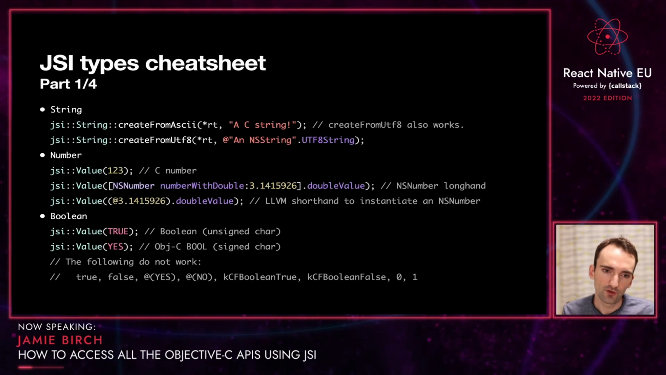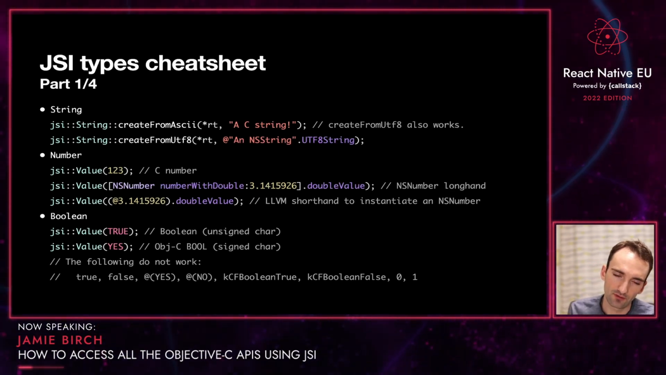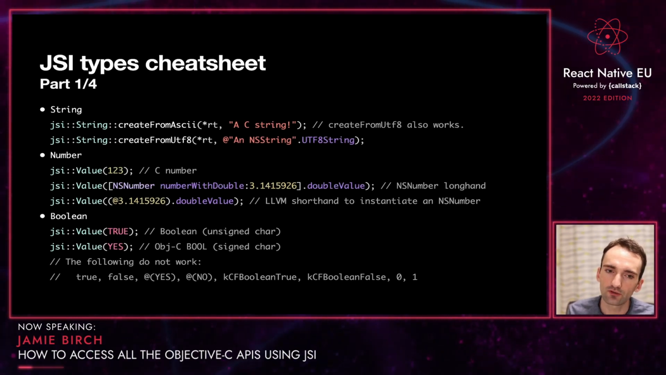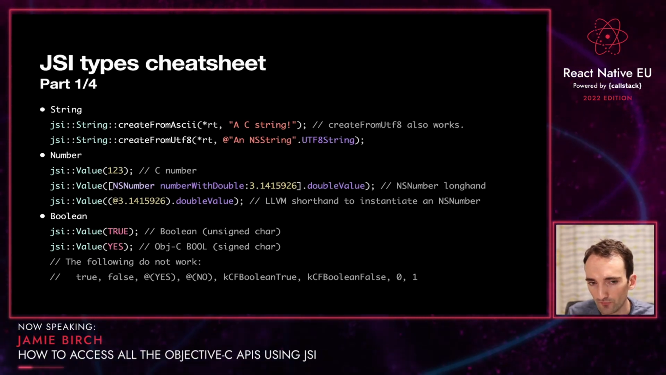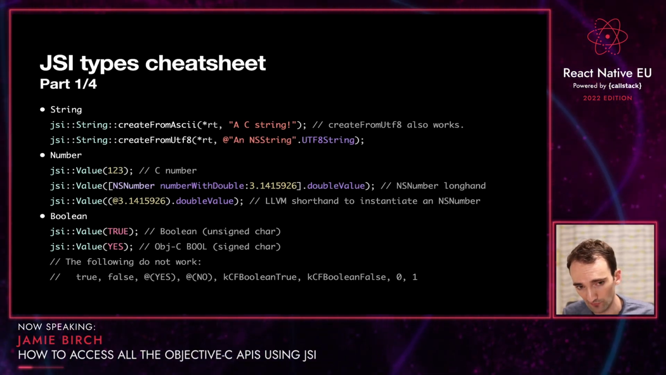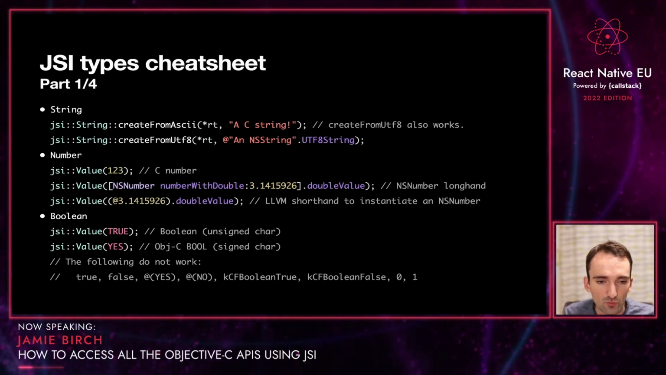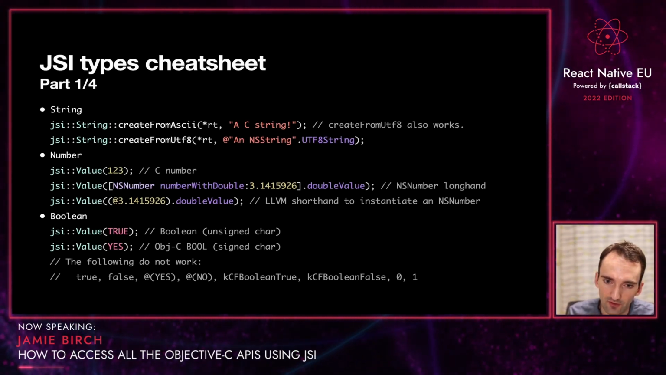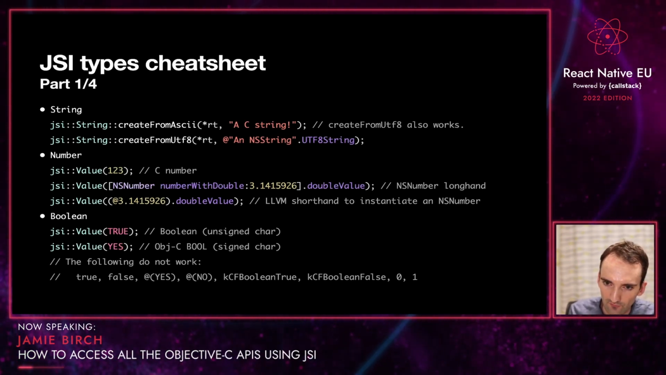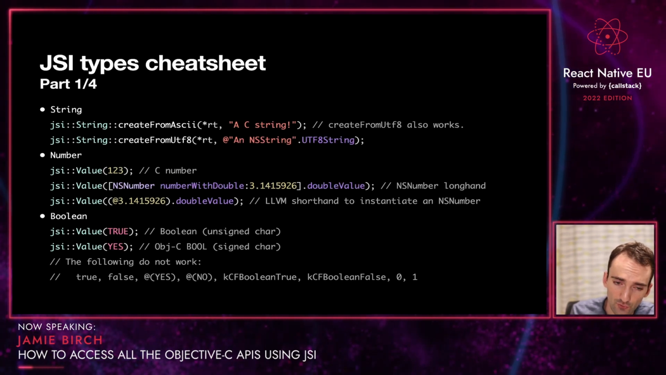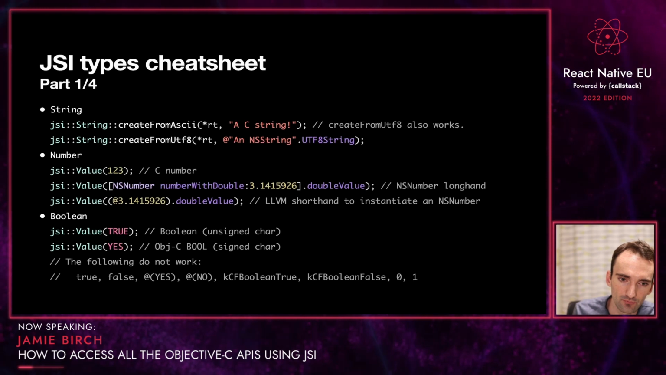Now, move on to numbers. We have this JSI value class, which has an overloaded constructor, and based on what you pass in, it will figure out what you probably want. If you pass in a C number, it'll interpret it as a double, because all JSI numbers are doubles. Equally, you can pass in an NS number, but pull out the double value from it. And that's the longhand way of writing NS number. You could use the LLVM shorthand to write an NS number as well, with the @ symbol in front of the C number.